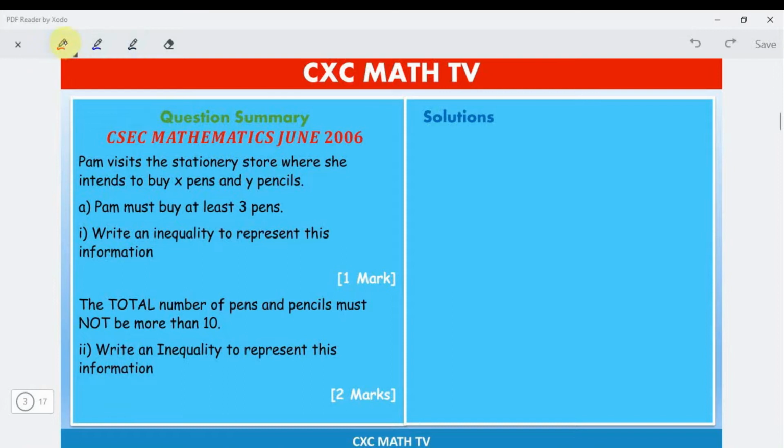So first thing is, what does Pam need to buy? My apologies, not pencils. Pam must buy at least 3 pens. So first thing we need to realize, what represents pens? The letter X represents pens, so we already know that the first one is dealing with X. So X is what now? It says at least. What does at least mean? At least means she's going to buy more than or equal to, so she's going to buy equal to or more than 3. At least means minimum.